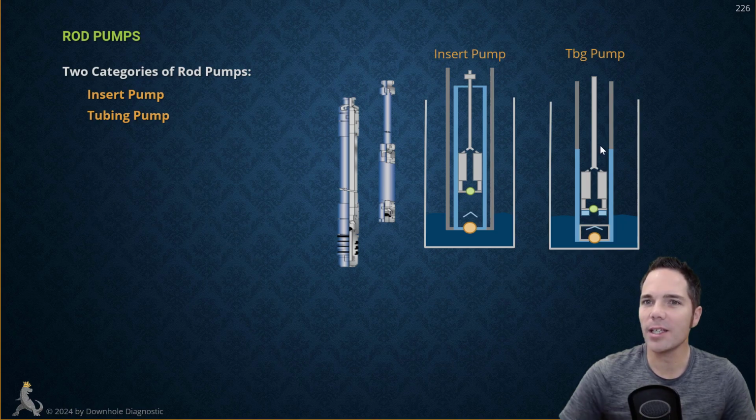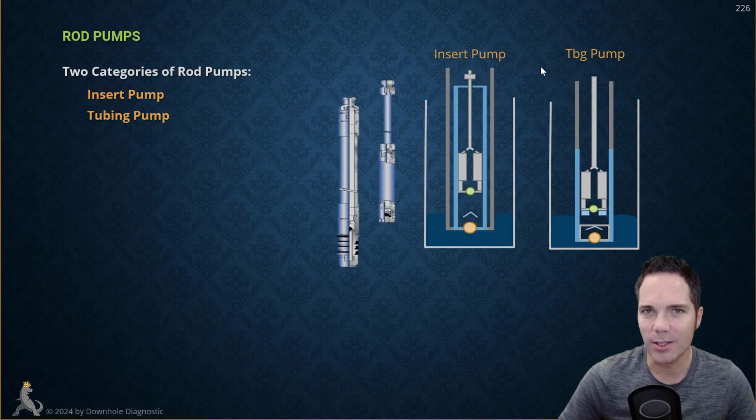And the only reason that you would run a tubing pump is if you need a larger diameter. So with an insert pump right here, you can see that the plunger is limited. It has to fit inside the barrel assembly here, and then the barrel assembly has to fit inside the tubing. But if we were to take that barrel and screw it onto the bottom of the tubing, now we can have a larger plunger. So that's the main reason that you run a tubing pump.